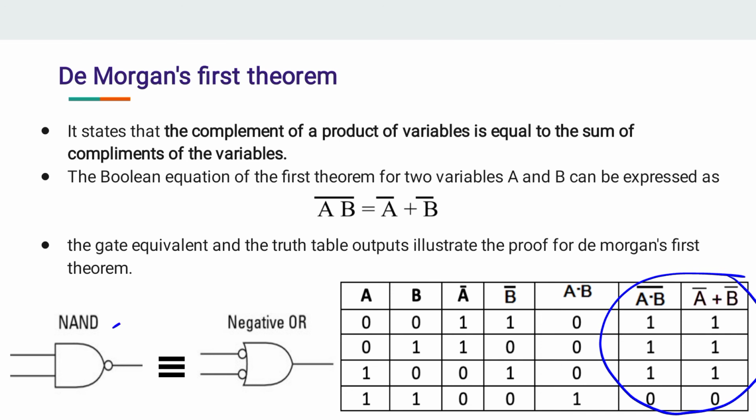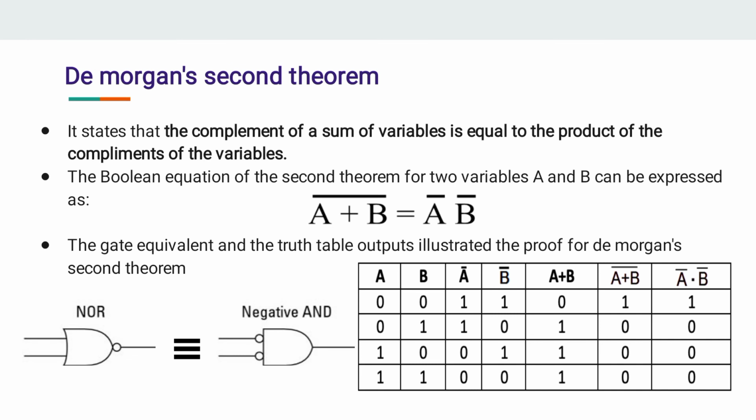Here the logical symbol is this NAND, that is totally equal to the negative OR input. So next is De Morgan's second theorem. It states that the complement of the sum of variables is equal to the product of the complement of the variables. So let's see how it is going to be done.